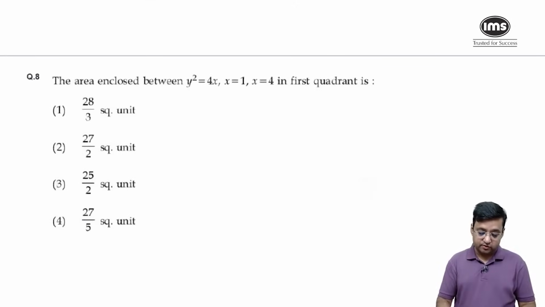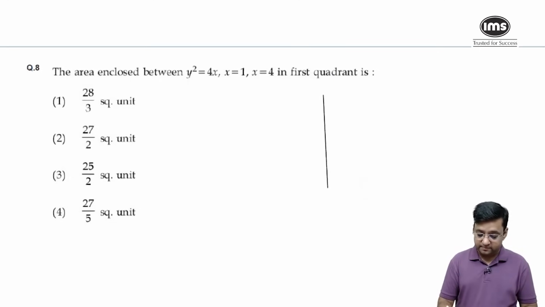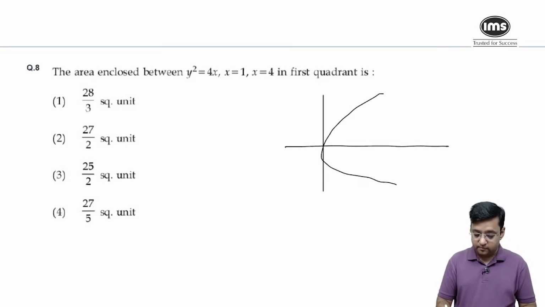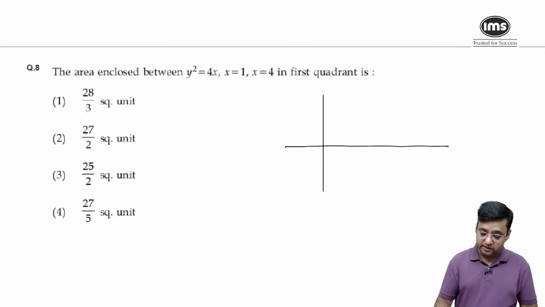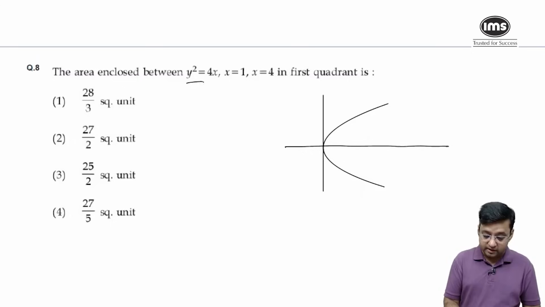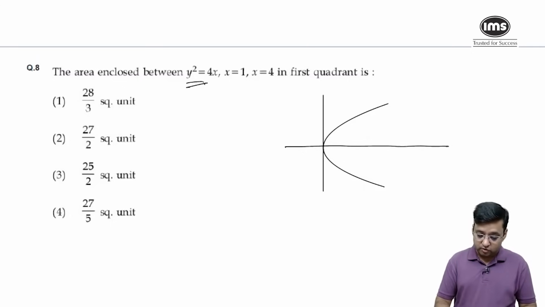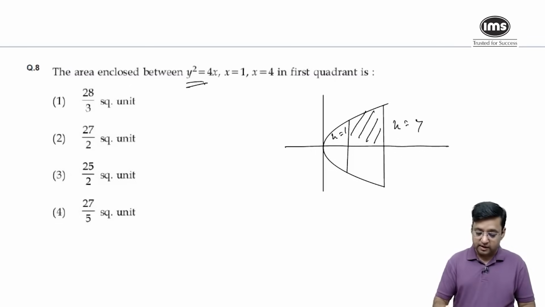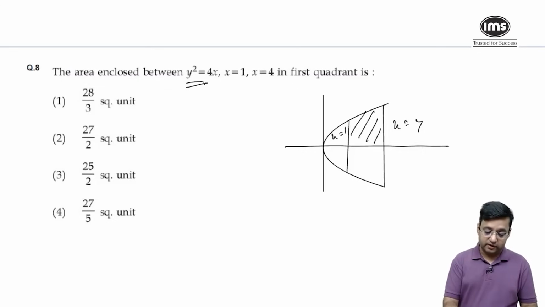Now moving to the next question. Now this is a question of integration. Just learn something, it's very easy. The graph for this will be a parabola. If you see the equation correctly, it is a parabola. So suppose this is x equals 1, and this is x equals 4. Now we need to find the area between this.